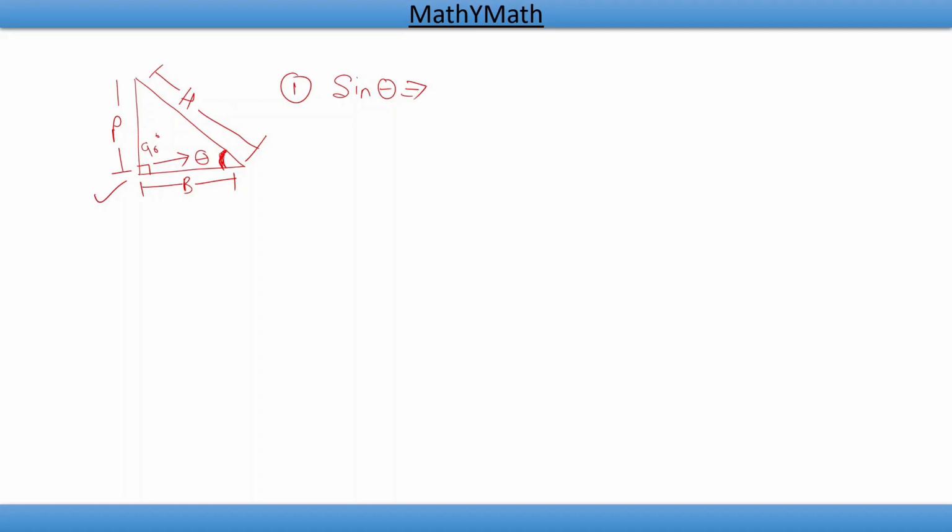If you have a triangle like this, we have 6 ratios. The first ratio is sine theta. Which two sides contain the sine theta, or how can it be made? Sine theta is basically the ratio of perpendicular upon hypotenuse. It is a ratio of sides. So sine theta is the measure of this theta, and its ratio is equal to perpendicular upon hypotenuse.